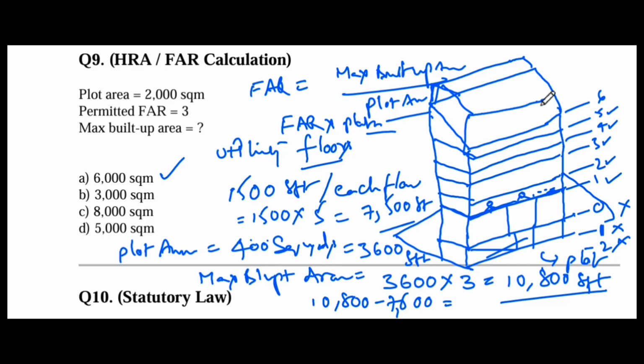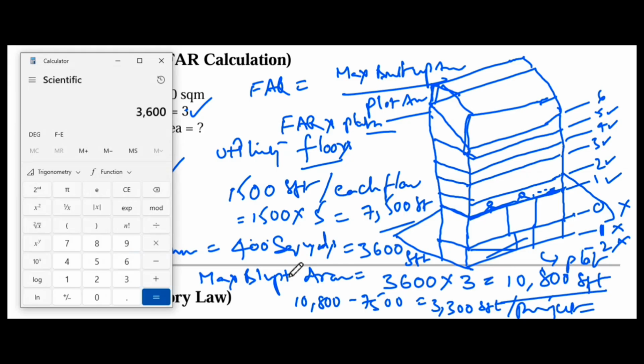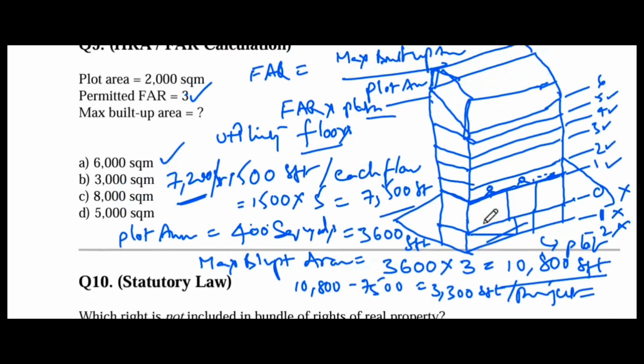If it is a congested area like metro cities and all, FAR will be more. Only FAR 2 here. How much will it be? 3,600 into 2, 7,200. 7,200 is the only allowed maximum build-up area, SFT. That means additionally we already got 300 excess. For that we have to go for regularization. Okay. This is the concept of FAR. In later examples we will explain more clearly.